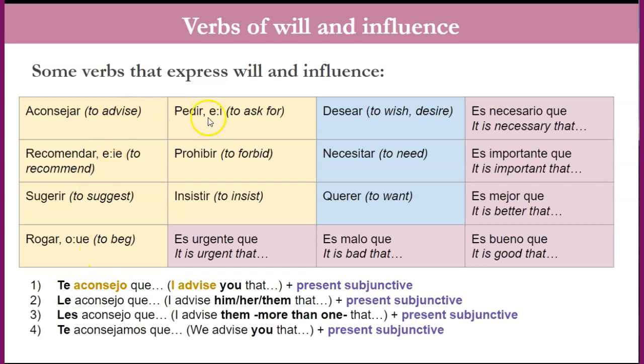All these verbs in yellow, they need these indirect object pronouns. So te aconsejo, te recomiendo, te sugiero, te ruego, te pido, te prohíbo, te insisto. Te aconsejamos, te recomendamos, te sugerimos, te rogamos, te pedimos, te prohibimos, te insistimos, and so on. They are going to use the indirect object pronouns.